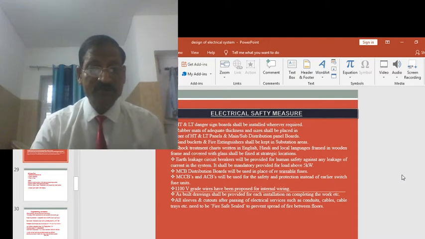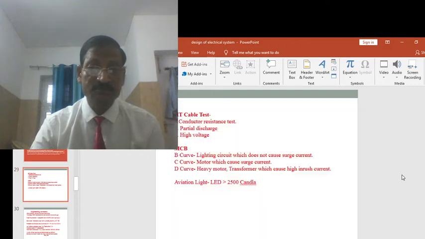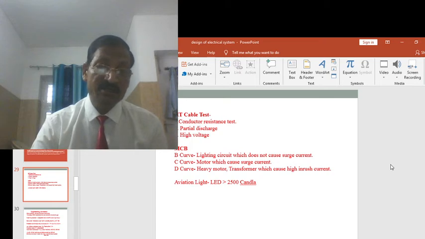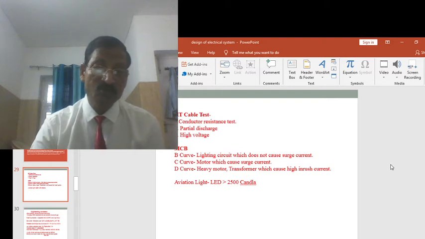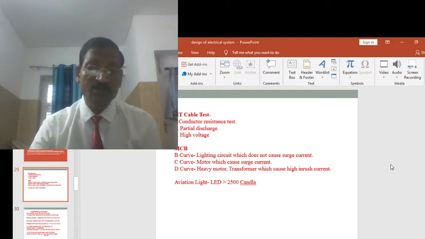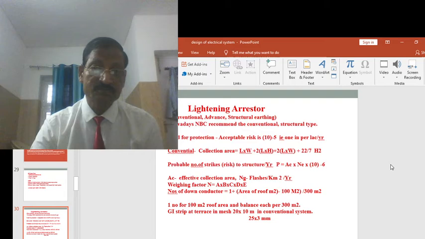So these are some of the as-built drawings in the substation. HT cable test, conductor resistance test, partial discharge test, high voltage test. There are different types of MCB we use for lighting circuit, motor, heavy motors.